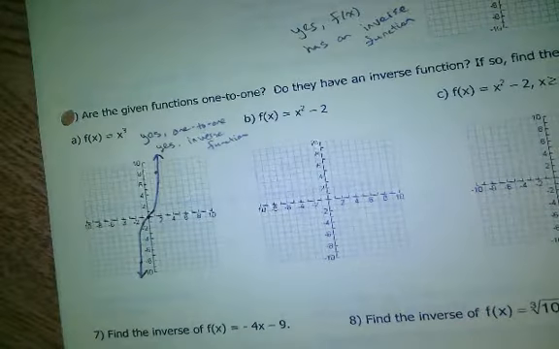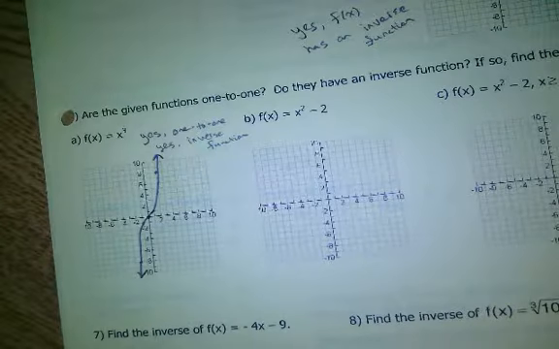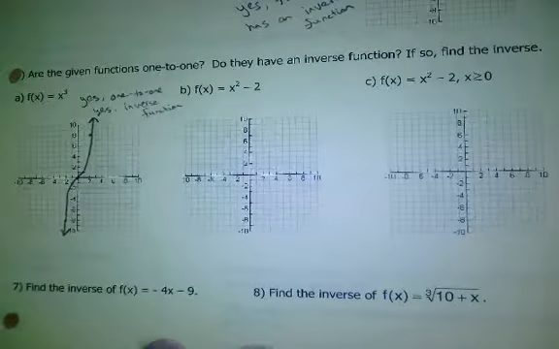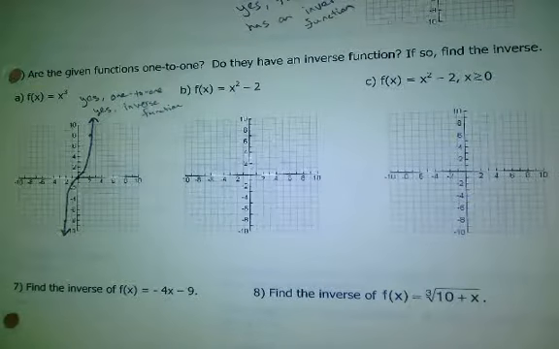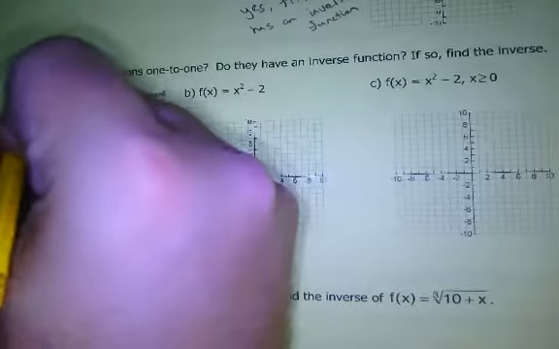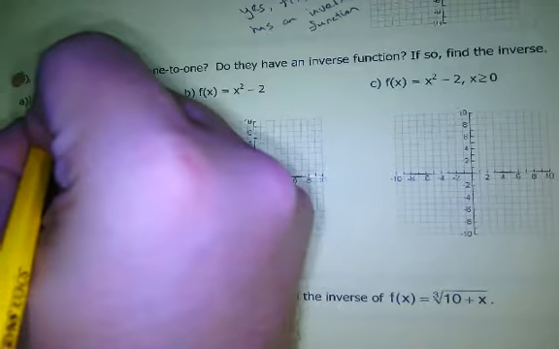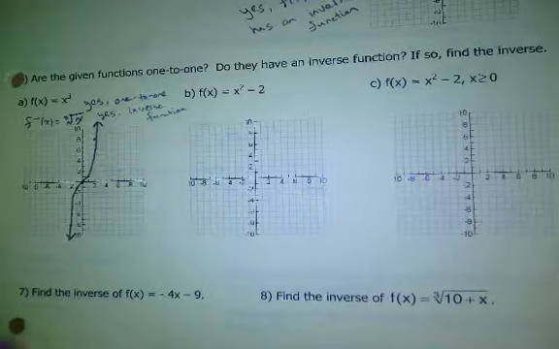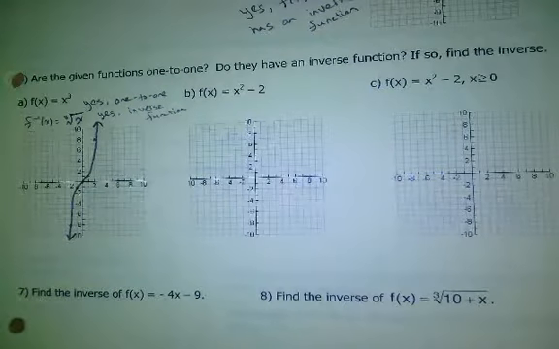I think those questions are very repetitive. So find the inverse. What's the inverse of x cubed? It's actually cubed root of x. The inverse is just cubed root of x. If you want to do it the long way, you can switch the x and the y, and solve for the y. You would just take the cubed root of it.